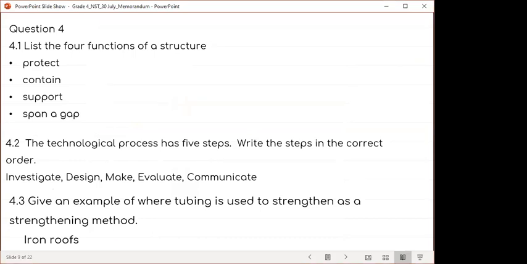And question 4, we also covered, which was the functions of a structure as well as the technological process, as well as question 4.3, which asked for an example where tubing is used as a strengthening method.